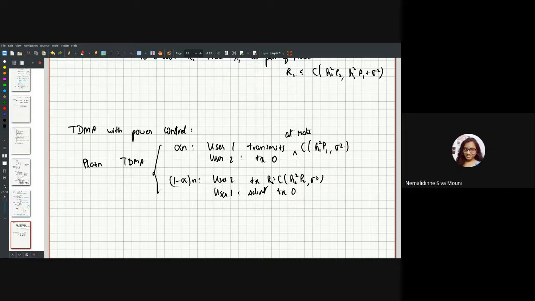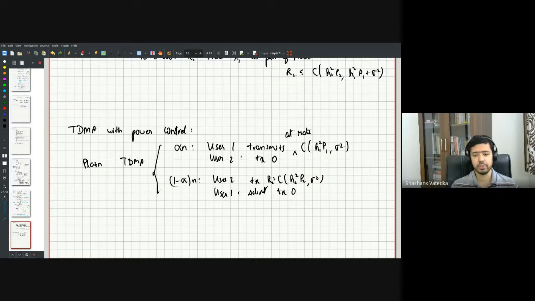Is there some resource that you're not utilizing fully in just TDMA? Channel? No, the channel is being used by at least one person at all times, right? So that is being used fully. Is there some other resource which is not being fully utilized? So what about the power? How much power is used in plain TDMA? How much power is user 1 using?